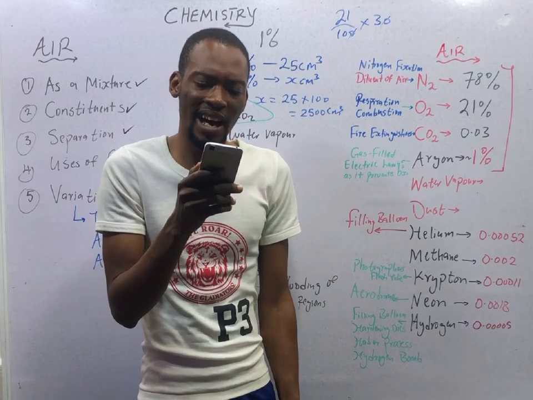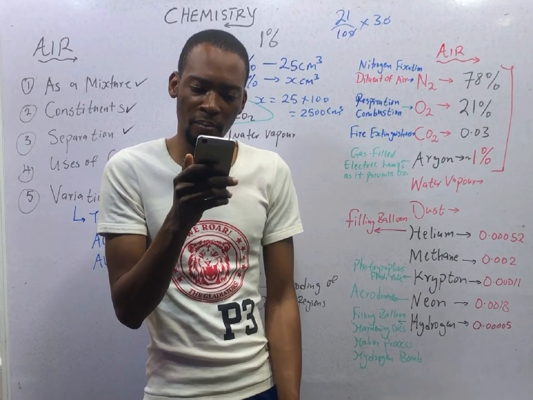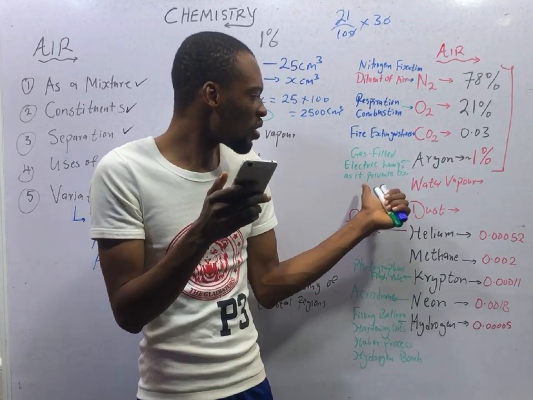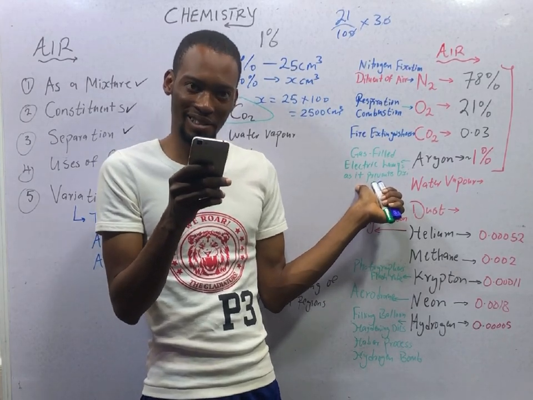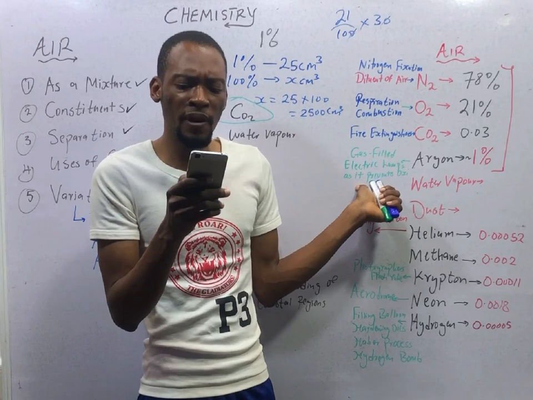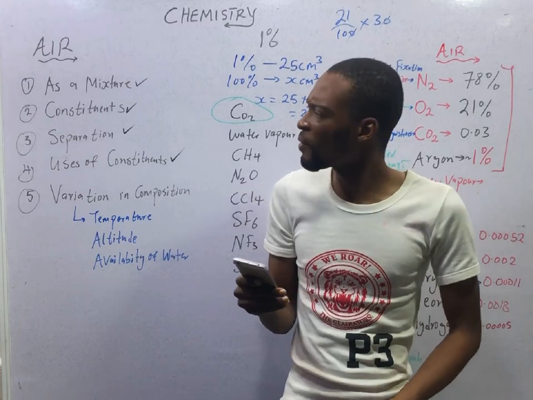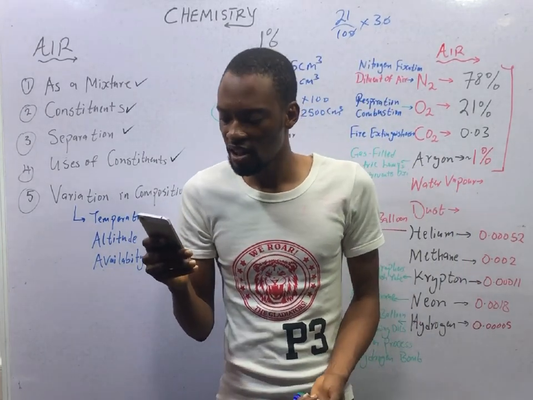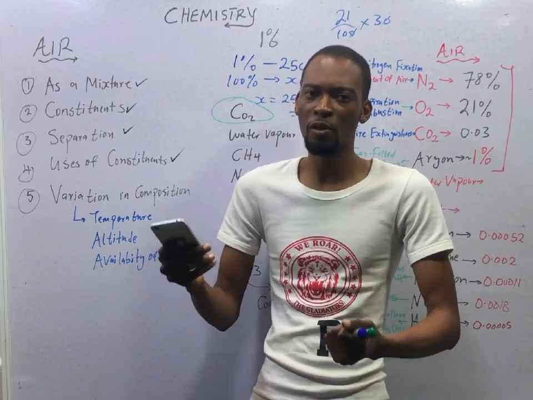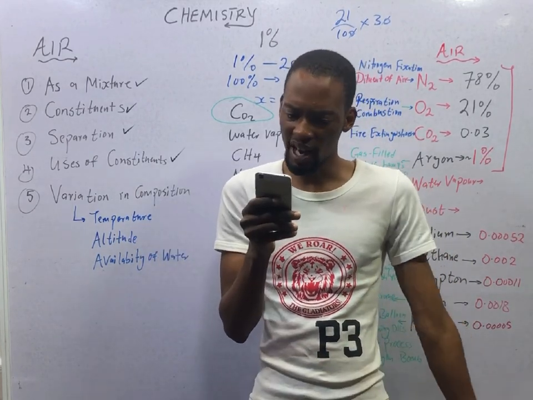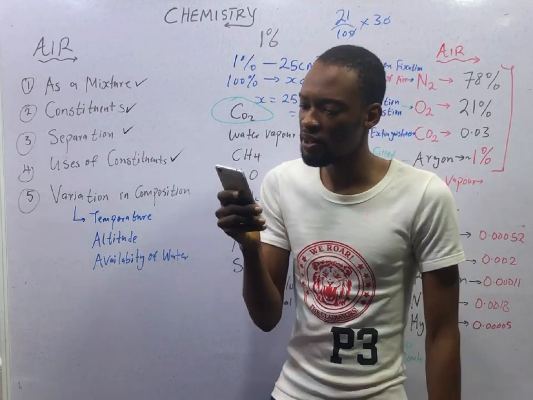Argon is used in gas-filled electric bulbs because it prolongs the life of the filament. Why? It prevents oxidation of the filament. With that, the life of the filament is prolonged. And the noble gases owe their inactivity to octet configuration. If you follow my electronic configuration class, you will see that when elements obtain octet or duplet stable configuration, they become so unreactive.